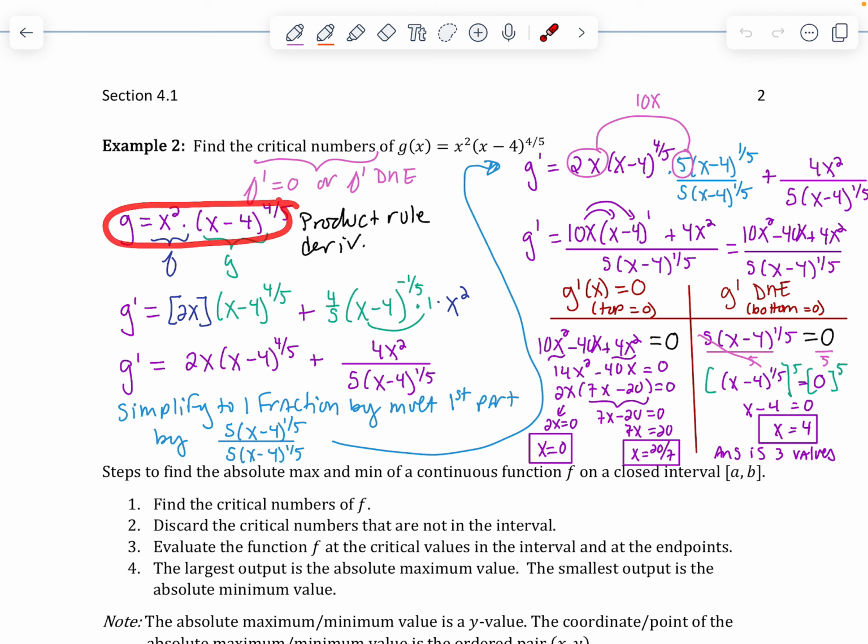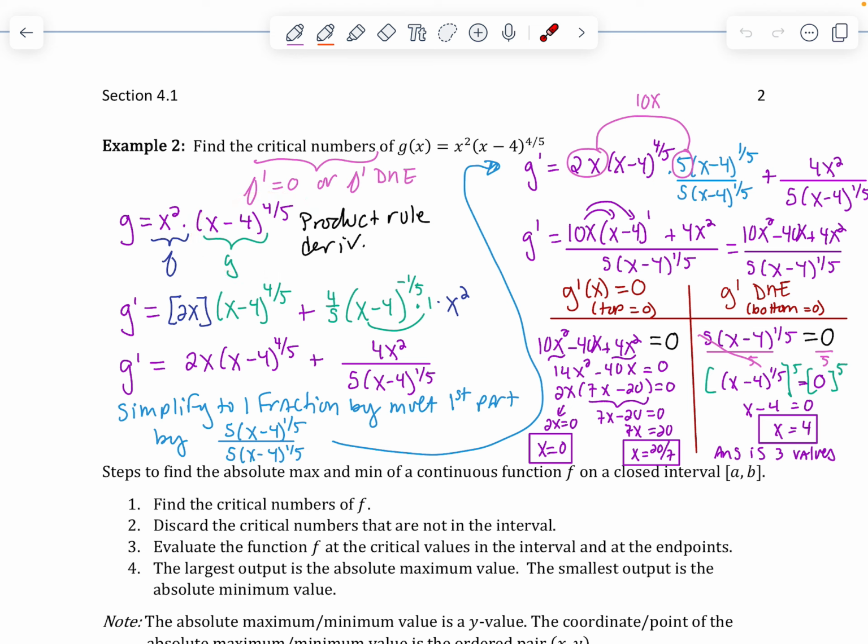So all I've done is copied the function over, but it caught my eye that I'm going to need a product rule derivative, where I think of f as the x squared portion of the question and g as the x minus 4 quantity to the 4/5 power. So using f prime times g plus g prime times f, I'm going to take the derivative of the f function and copy g as is.